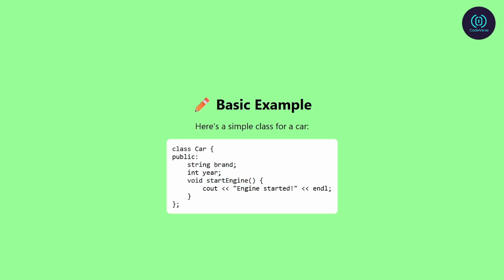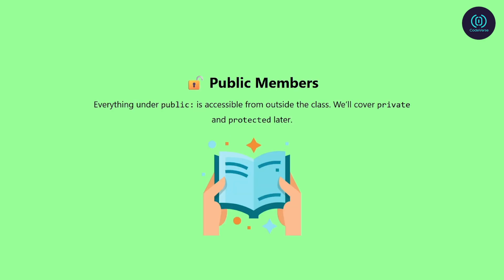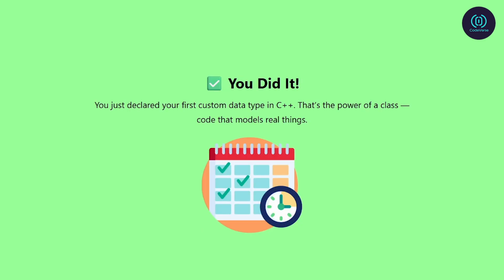Here's the structure: class Car. Public: string brand, int year, void startEngine, cout "Engine started" endl. The public keyword means everything under it can be accessed from outside the class. Later we'll talk about private and protected as well. But for now, you've just created your first custom data type. That's what a class is, a type you define, with its own data and behaviors.